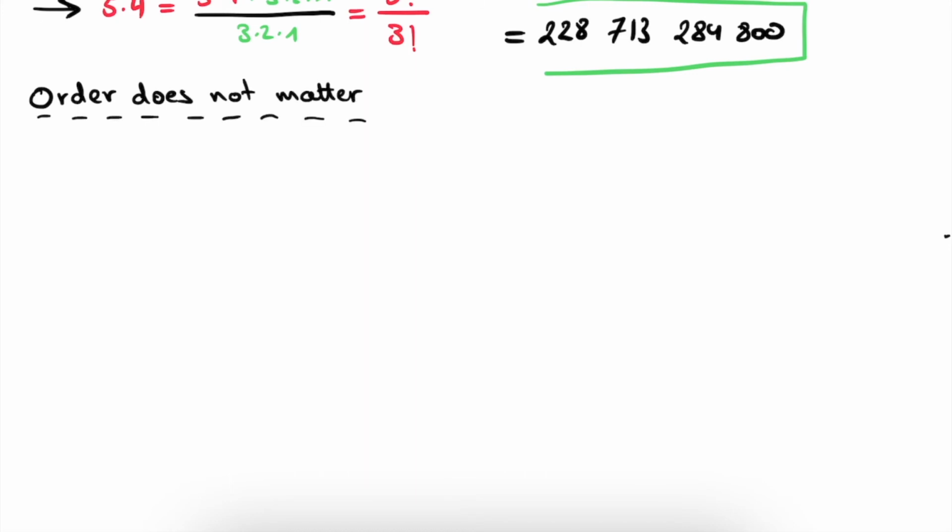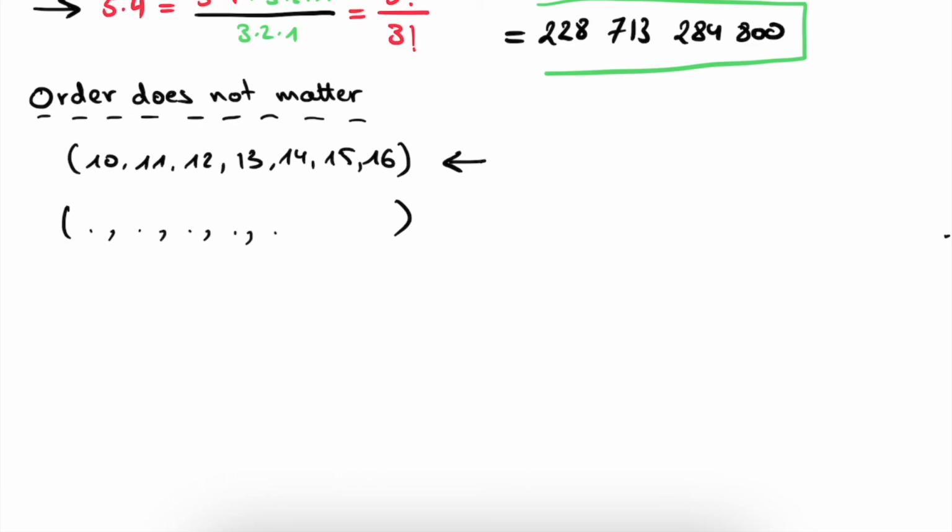So let's now take a concrete example. Let's say that we pick the numbers 10, 11, 12, 13, 14, 15, and 16. These are 7 numbers that we picked, but whether we chose them in this order or any other order does not matter. So the question now becomes, in how many ways can we rearrange these 7 numbers? So again, we have 7 positions that we can occupy with any of these numbers. So in how many ways can we occupy these 7 positions with these 7 numbers that we picked?